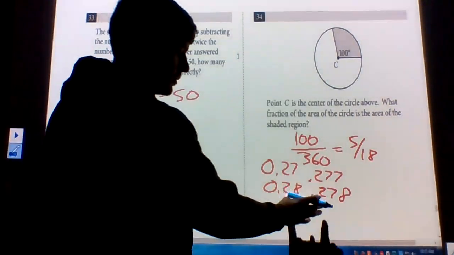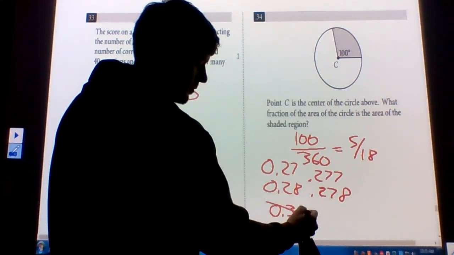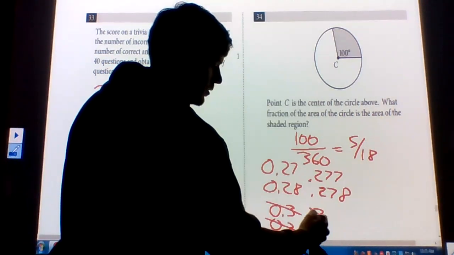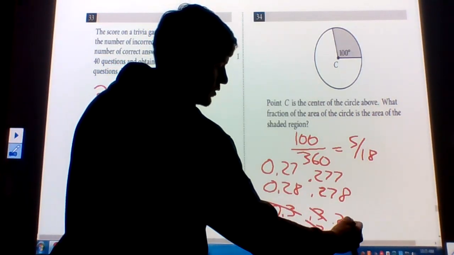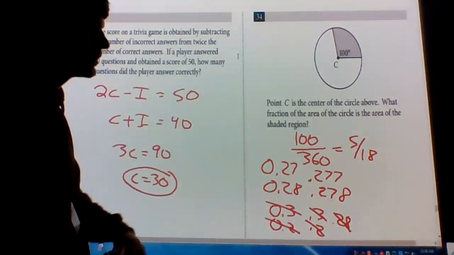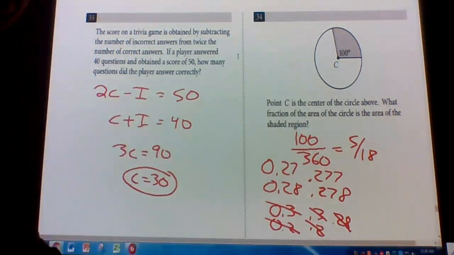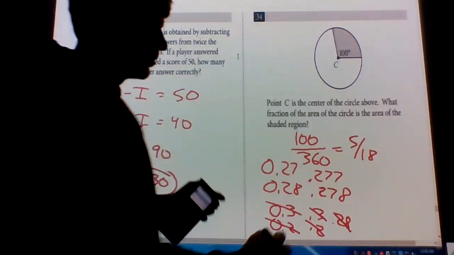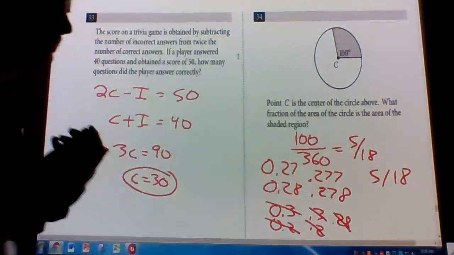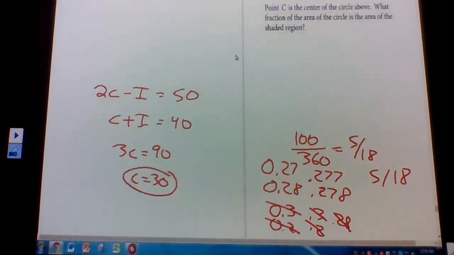What would not be acceptable would be 0.3, 0.2, or 0.28. It doesn't tell you to round, so you need to use up all 4 of those bubbles. But it's easier if you just do the fraction, because then you would put in 5, the slash mark, and then 1 and 8. 35.